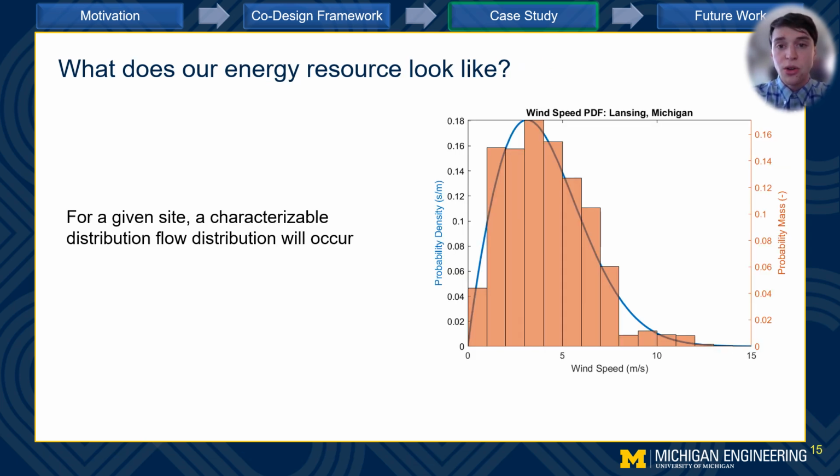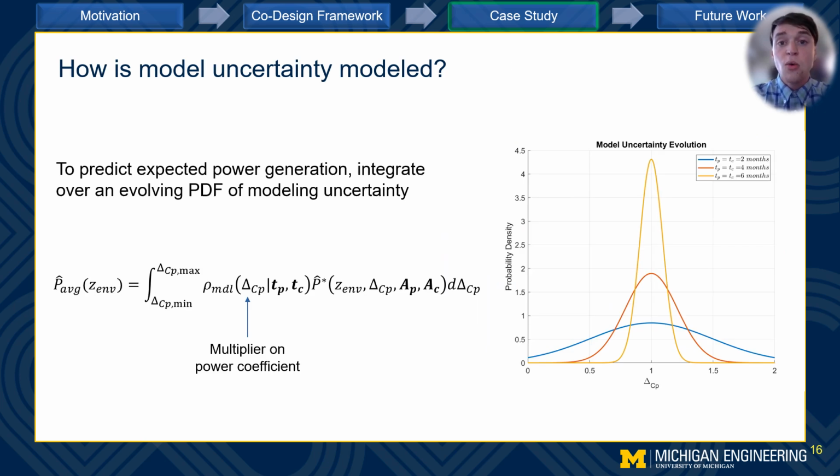Next, we need to characterize our environmental energy resource. For a wind resource, this can be done using a Weibull distribution. In this case study, we fit a Weibull distribution to some wind data gathered near Lansing, Michigan, our intended installation site. We also considered that our uncertain model parameter was a multiplier on the true power coefficient of our turbine, delta Cp, which is a term that shows up in both our objective and constraint.